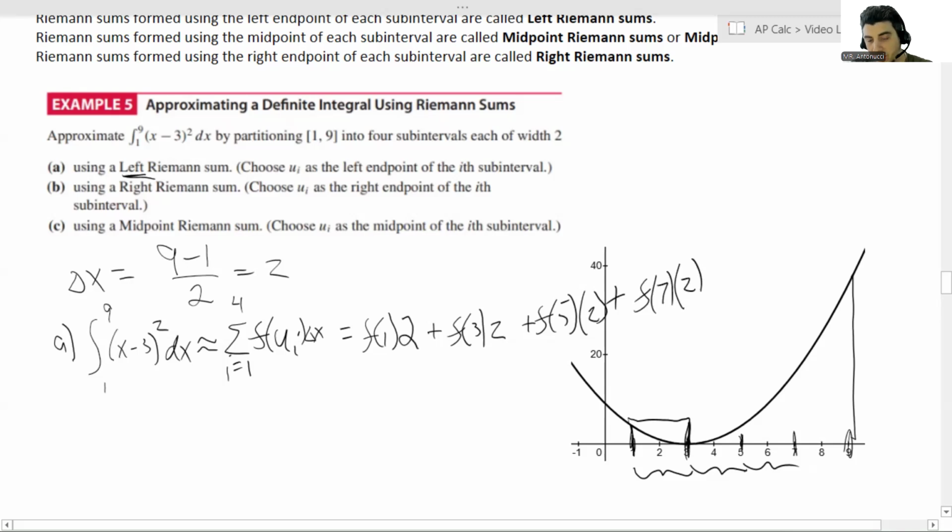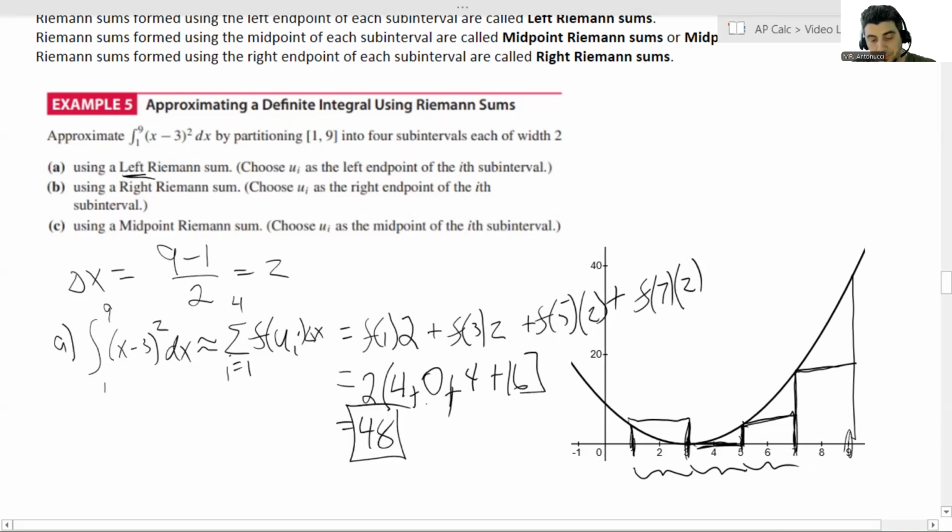So the rectangle that goes from 3 to 5 using the left endpoints would have no height. From 5, it would be like this, and from 7, it would be like this. So you can see we're going to underapproximate. Notice all of them have a uniform width of 2, so we could factor out a 2 and then get the function values. f of 1 is 4, f of 3 is 0, f of 5 is 4, and those should actually be pluses. And then f of 7 is 16, and multiply these together to get 48.